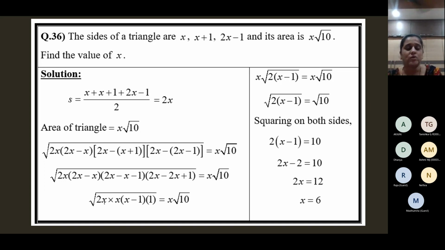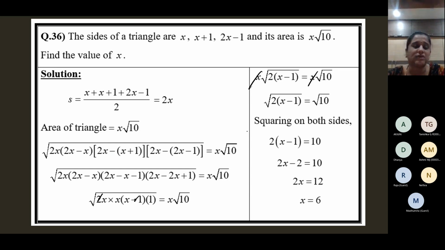Now from 2x squared, we have x squared here. So 1x comes out of the square root. And what remains under the square root? 2 into x minus 1 remains under the square root. There's an x here and x here. So 1x comes out of the square root and write the remaining thing under the square root. So root of 2 into x minus 1 is equal to x root 10. Now x on both the sides gets cancelled. So we have root of 2 into x minus 1 is equal to root 10.